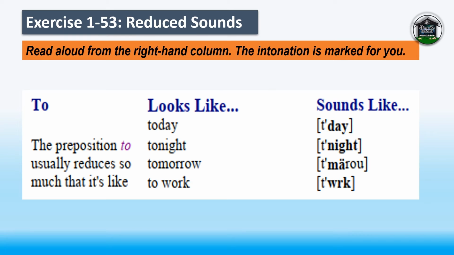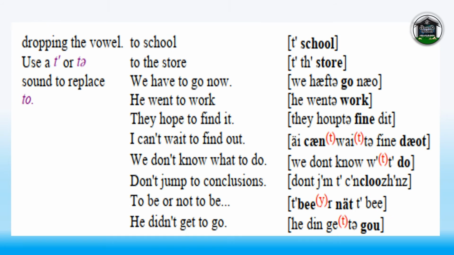Exercise 153. Read aloud from the right-hand column. The intonation is marked for you. To. Today, tonight, tomorrow, to work, to school, to the store. We have to go now. He went to work. They hope to find it. I can't wait to find out.